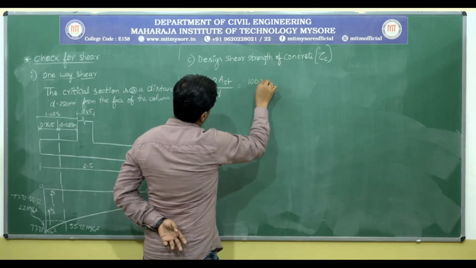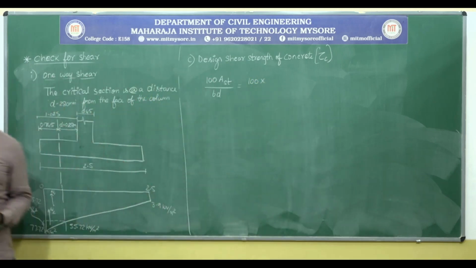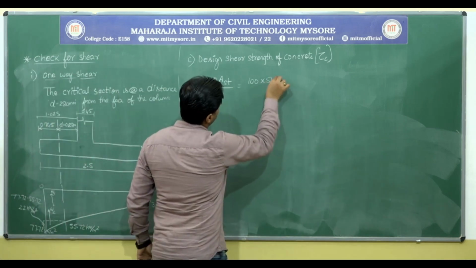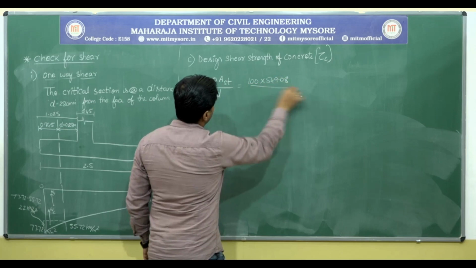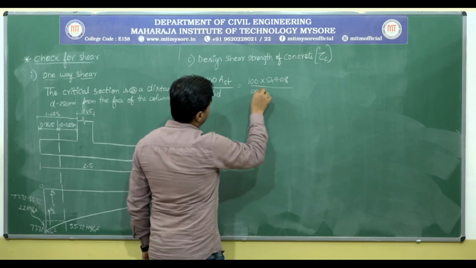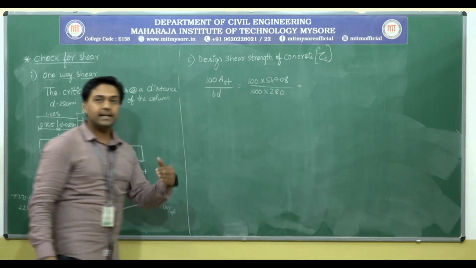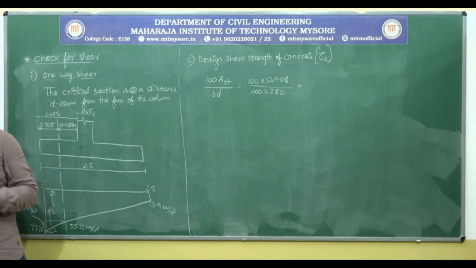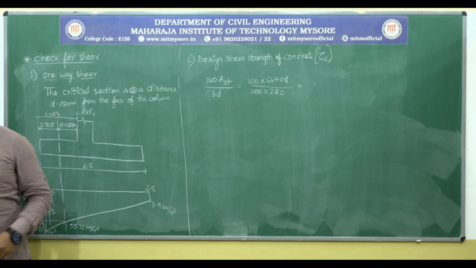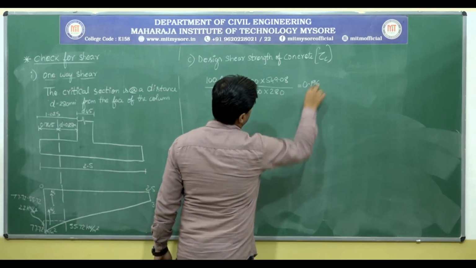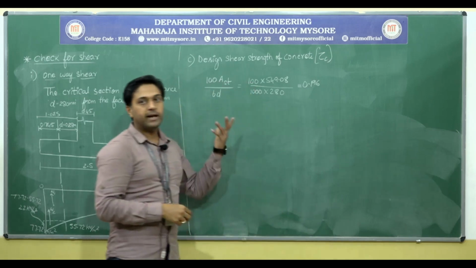So it's 100 into, the value of AST that we obtained here is 549.08, divided by breadth. I will be taking it as 1000, effective depth is 280. So the value that we are getting here is 0.196. Okay, I want the value of tau c.